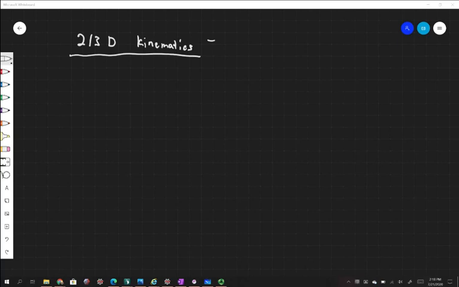So we've been learning all of these kinematic equations. How do we actually apply these in more than one dimension? How do we do 2 and 3D kinematics? Well, the traditional way that we look at this is in the form of a problem known as a projectile problem. So when we shoot something or launch something, maybe from a catapult.